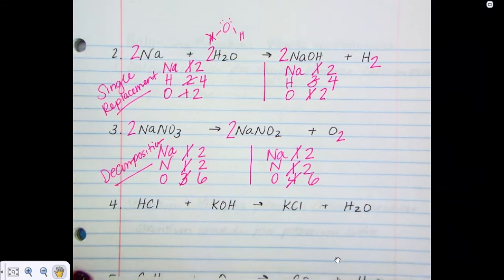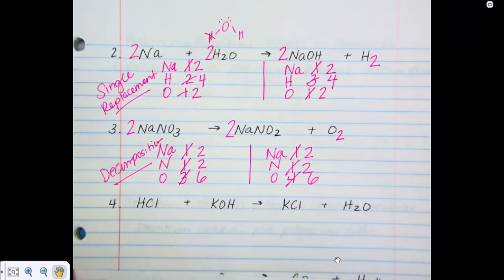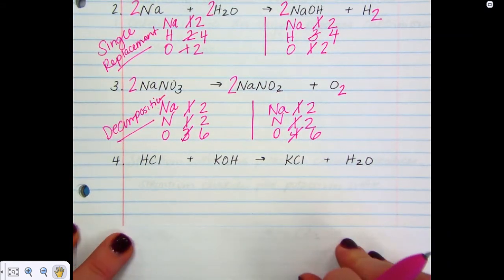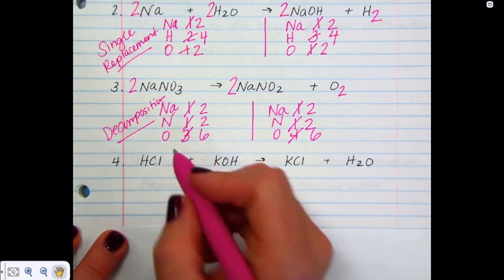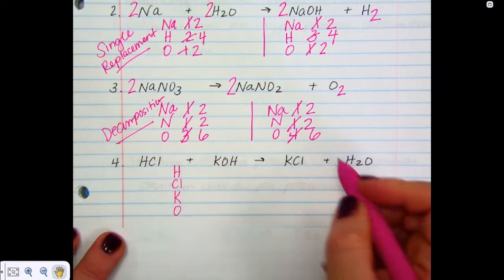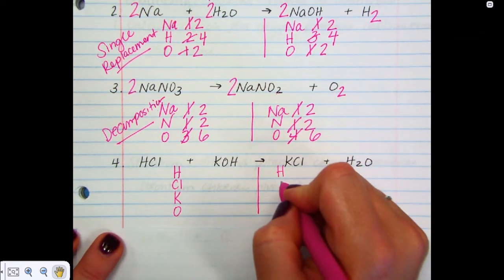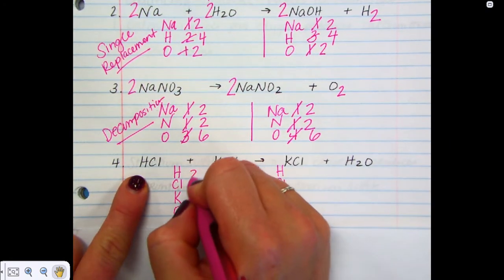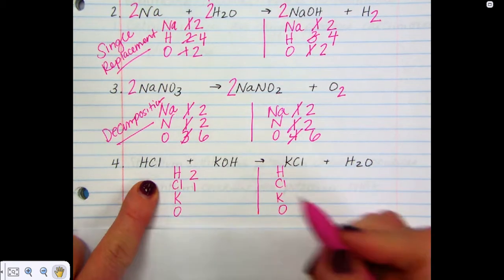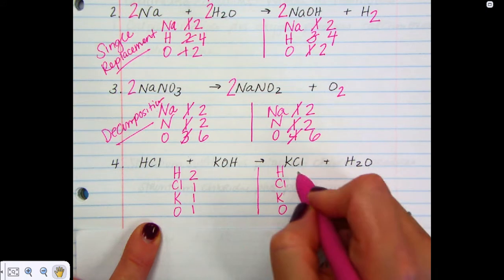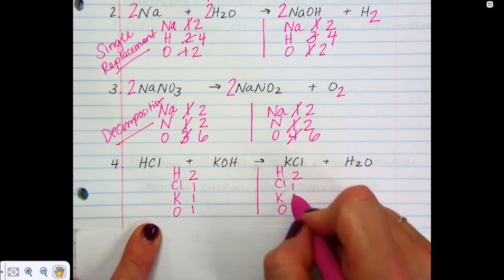Next one. HCl plus KOH yields KCl plus H2O. So no elements by themselves this time, no diatomics, so I don't need to do anything there. So I can skip to going ahead and making my list. So HCl, K, and O. So 1 H here, 1 H there, that gives me 2. 1 Cl, 1 K, 1 O. Over here, see, 2 H's, 1 Cl, 1 K, 1 O.